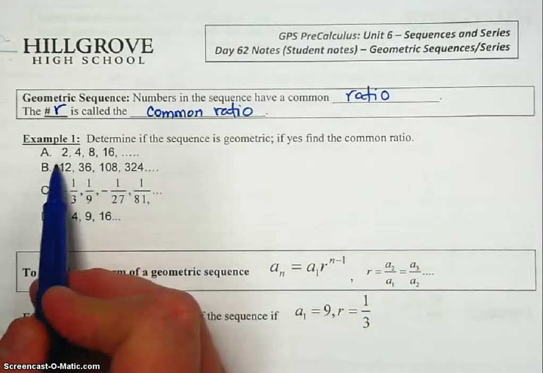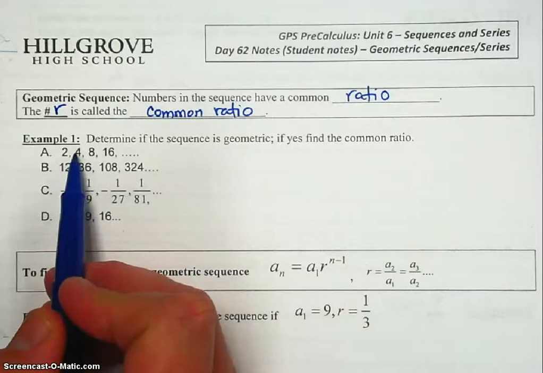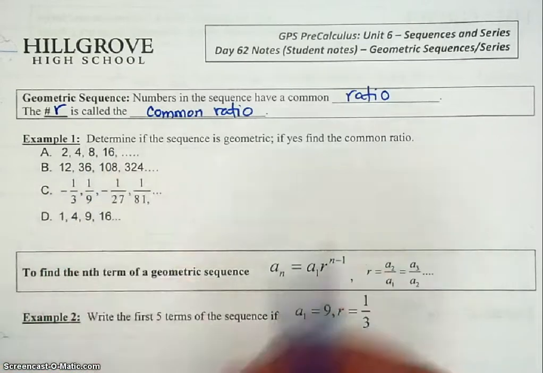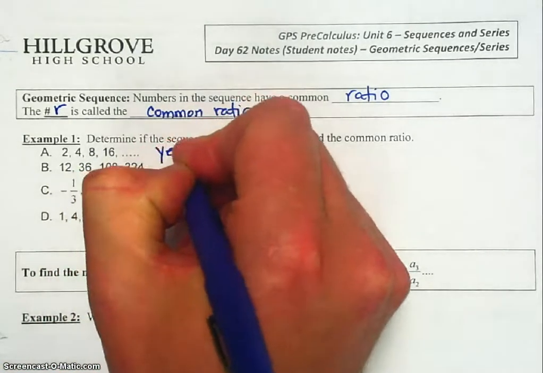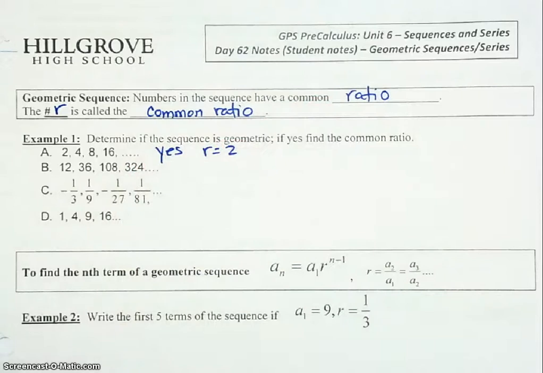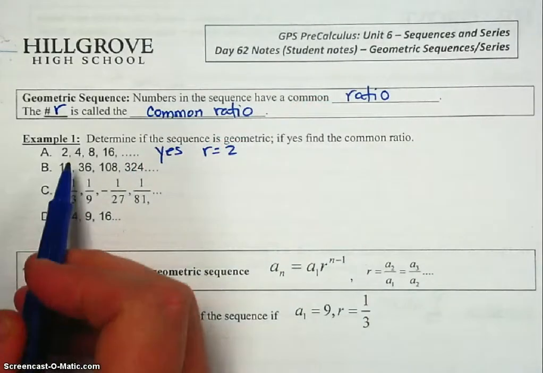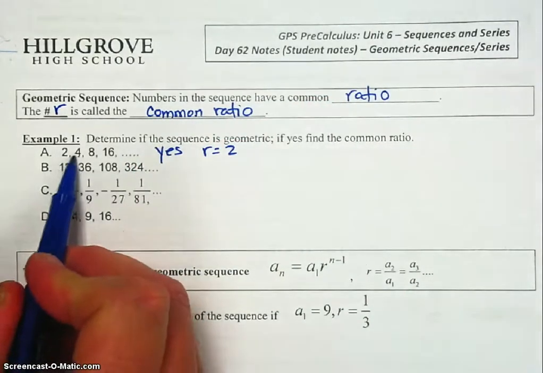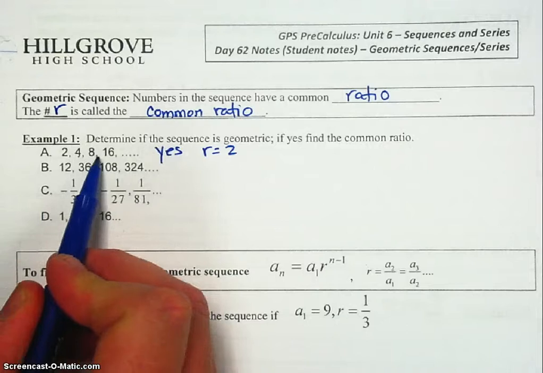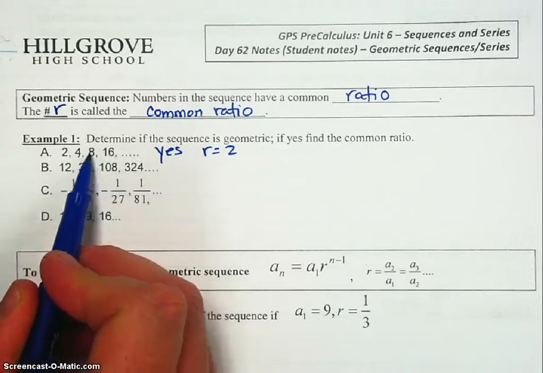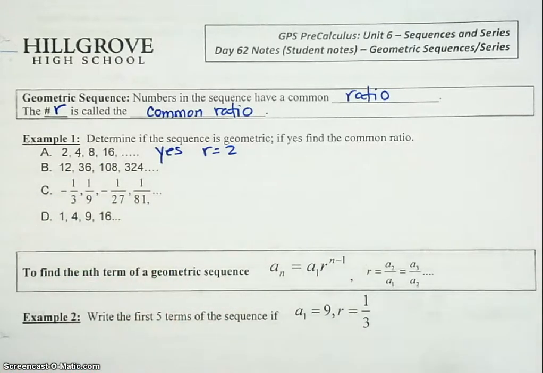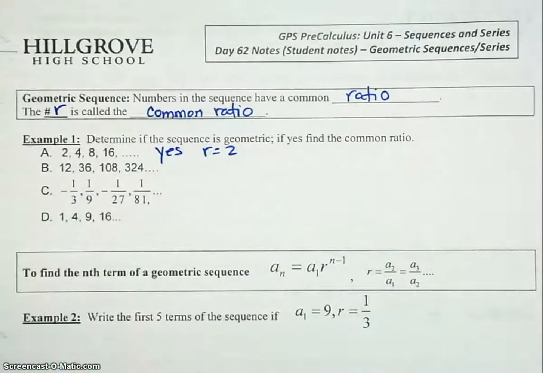This one's pretty easy. If you look at it, 2 times 2 is 4, 4 times 2 is 8, 8 times 2 is 16. So that one is a yes, and my common ratio is 2. Now, if you look at it from the standpoint of division, if I take 4 and divide by 2, I get 2. 8 divided by 4 is 2. 16 divided by 8 is 2. So there is your common ratio for that one.